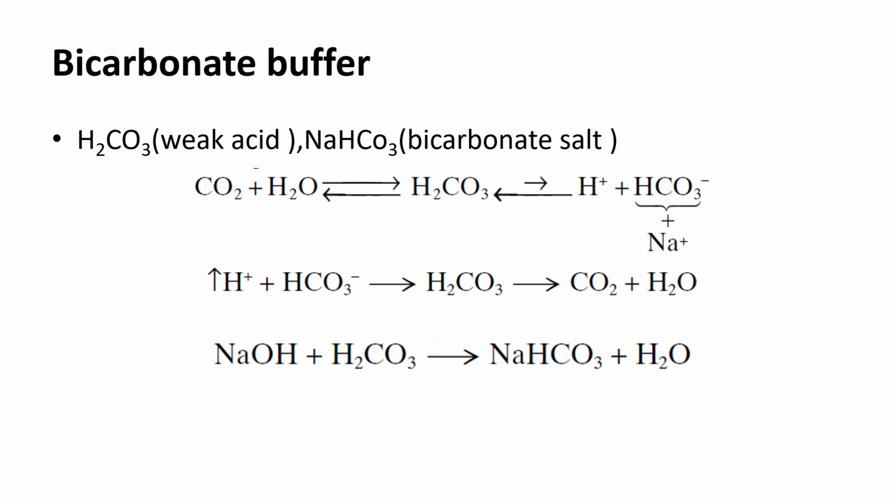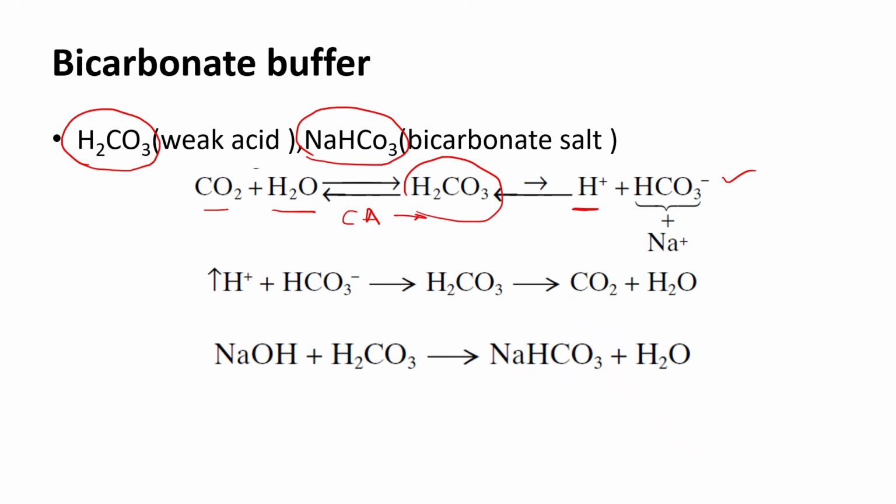So there are three main chemical buffers. One is bicarbonate, two is phosphate, and three is protein. Coming to the bicarbonate buffer, it has a component of a weak acid, that is carbonic acid, and a salt, sodium bicarbonate. So carbon dioxide will be mixing with water to form carbonic acid under the influence of an enzyme carbonic anhydrase, which can dissociate into H+ and bicarbonate. So depending upon the concentrations, the direction varies.